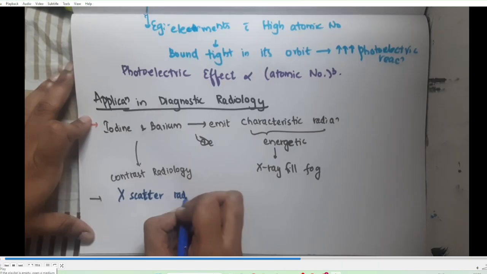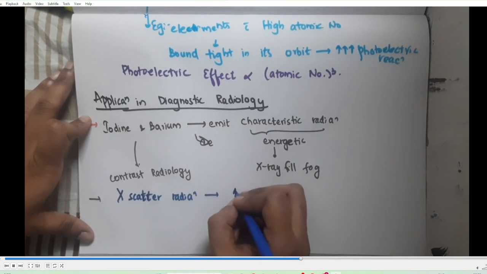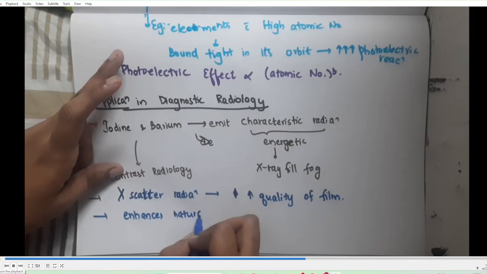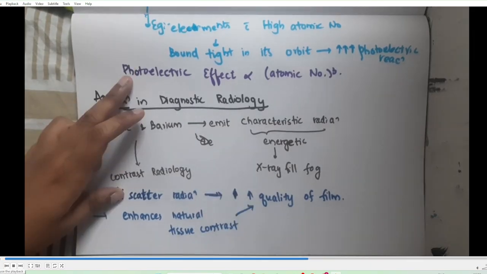As diagnostic radiologists, we look at the photoelectric effect in two ways, one good and the other bad. Starting with the good, the photoelectric effect produces radiographic images of excellent quality. The quality is good for two reasons. The photoelectric effect does not produce any scatter, and thus it naturally enhances tissue contrast. So, it decreases the scatter radiation and enhances the tissue contrast, and thus produces radiographic images of excellent quality.